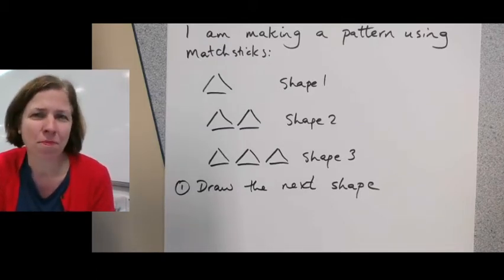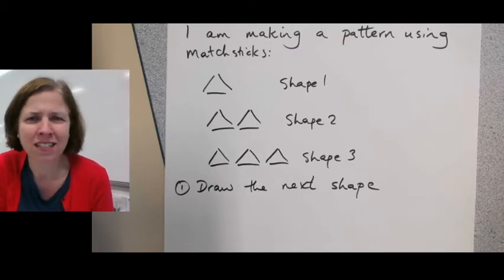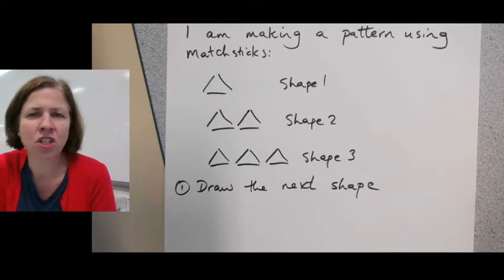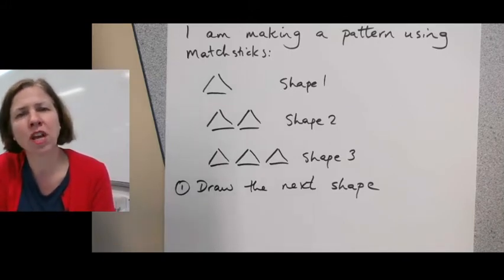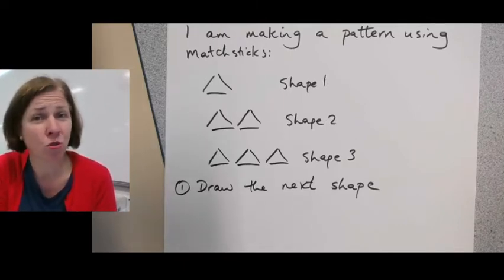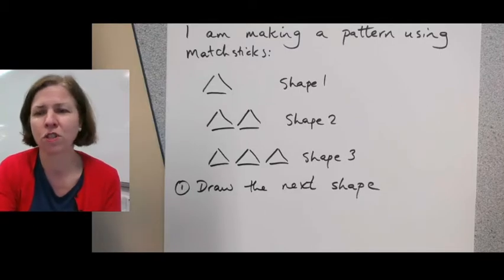So we're starting with the pattern that you can see on the screen. Let's just pretend I'm using matchsticks. I couldn't find any matchsticks, so I've just drawn the pictures of the matchsticks, which is the little lines. And you can see I've made a little triangle, that's shape 1. Shape 2 has 2 triangles and shape 3 has 3 triangles. Pretty straightforward. So the first task is draw the next shape. Off you go.